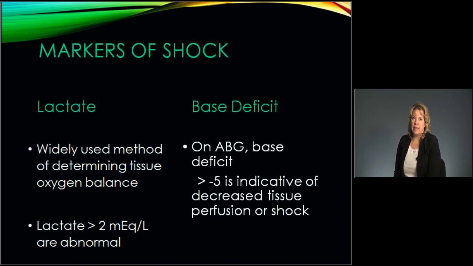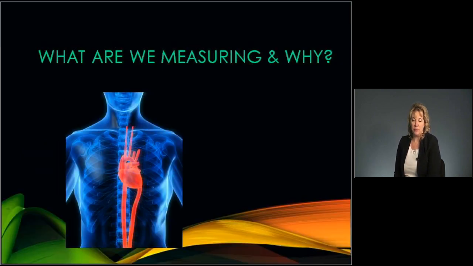We can also look at the base deficit. So looking at the ABG, when you look at the base excess or base deficit, if that is a negative number and that number is more negative than -5, so -6, -8, -10, -13, that also is indicative of decreased perfusion and usually related to volume resuscitation being required. So the more negative the number, the more severe the metabolic acidosis, indicating that they need more volume to support perfusion and tissue oxygenation.